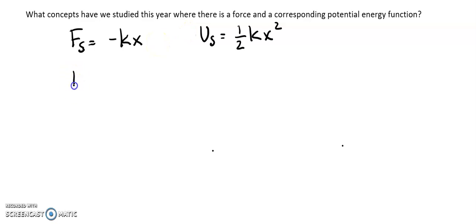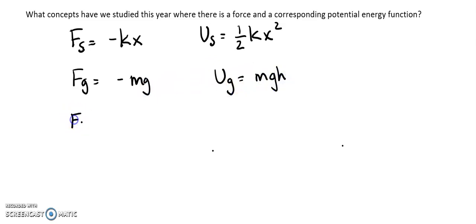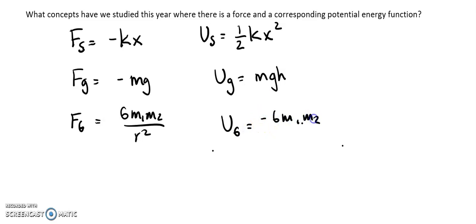Another good one is the force of gravity. If we're dealing with direction, it's negative mg, while gravitational potential energy is going to be mgh. Or, for the bigger force of gravity equation, G m1 m2 over r squared, the corresponding potential energy function is negative G m1 m2 over r.